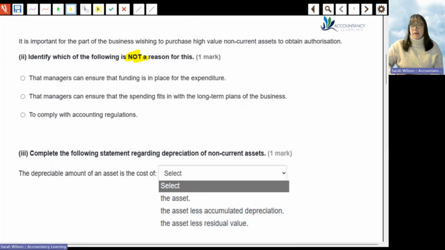Managers can ensure that the spending fits in with the long-term plans of the business. So again, if we go and get authorisation for that, then it means that they can check the strategy. Is this going to be a worthwhile purchase of a non-current asset? And to comply with accounting regulations. So this would be the answer, because there's no regulations that would require this specifically, because the authorisation elements will come in and be set internally based on management and operational requirements.